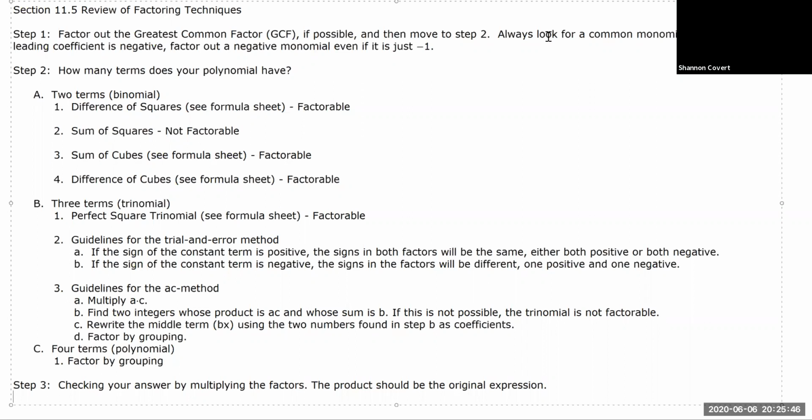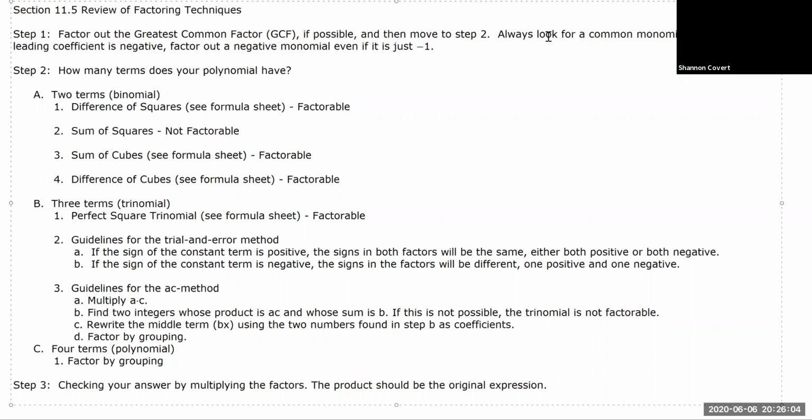You have a difference of squares, which is factorable. It's on your formula sheet. You have a sum of squares. That is not factorable. You have a sum of cubes, which is factorable, also on your formula sheet. And you have a difference of cubes, which is factorable and on your formula sheet.